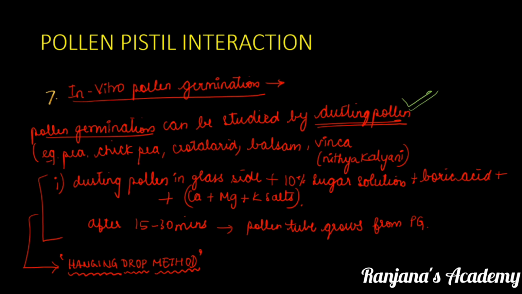But even if you provide suitable temperatures on a glass slide, you will be able to germinate a pollen. So you can do this study in pea, chickpea, crotalaria, balsam and vinca. This method is called the hanging drop method. And you know in vitro fertilization in human reproduction, yes, test tube babies and all that. In the same way, we are going to put it on a glass slide and see the growth of the pollen tube.